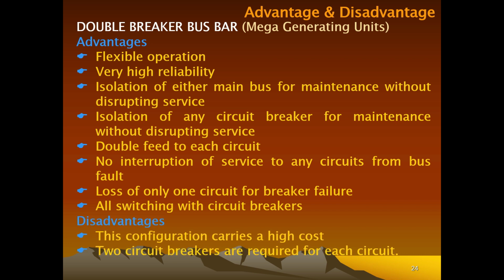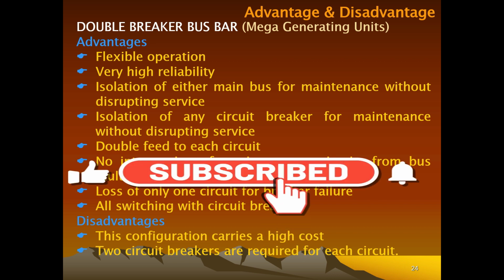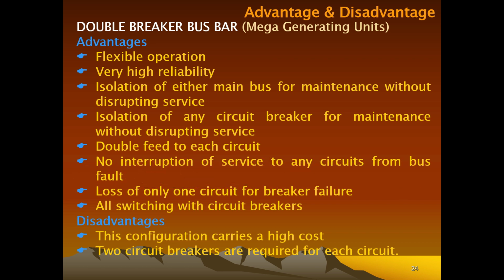The disadvantages: this carries a higher cost and two circuit breakers are required for each circuit. So your cost will be higher as compared to all the other schemes. But generally, because of the outages of large mega generating units, the cost implication will be very high as compared to the one-time investment in double circuit breakers. So in mega generating units, they might have a double main, double breaker, double bus arrangement.